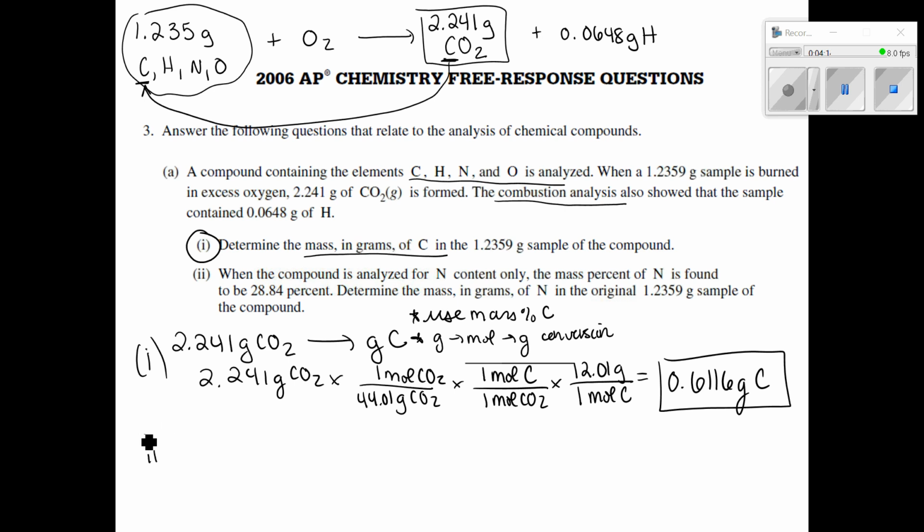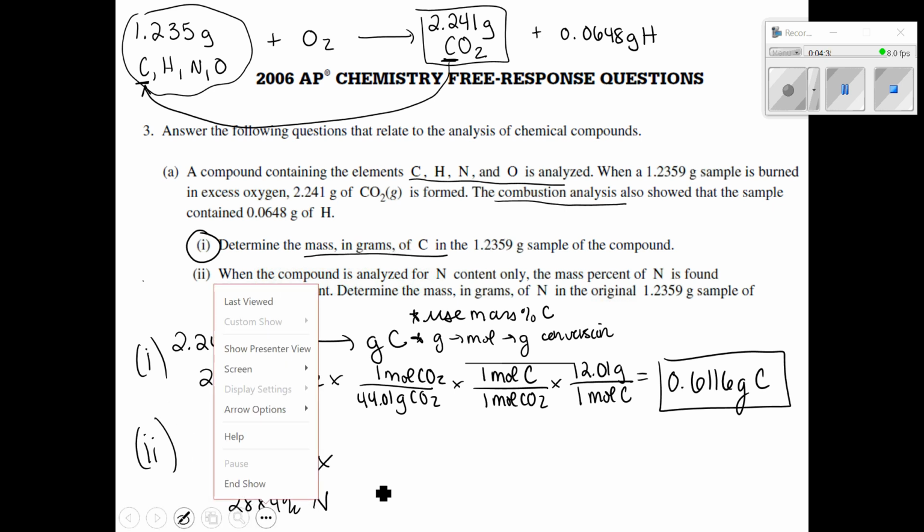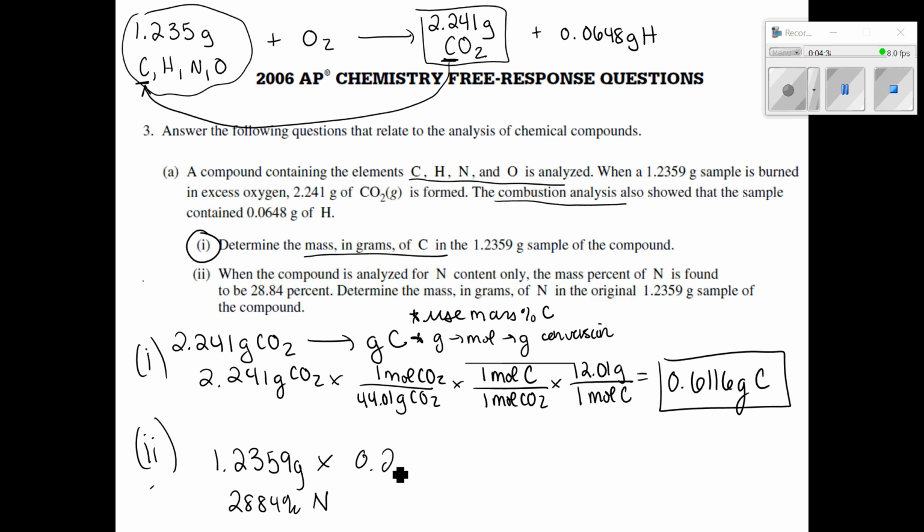Let's look at double I. In double I, they give us a mass percent. Our original sample is 1.2359 grams, and it tells us that 28.84% of it is nitrogen by mass. So we can convert this percentage into a decimal, so that becomes 0.2884. Sorry, that looks like 2,000% here. Okay, and then 28.84% of 1.2359 is 0.3564. Notice my answers have 4 sig figs in them.